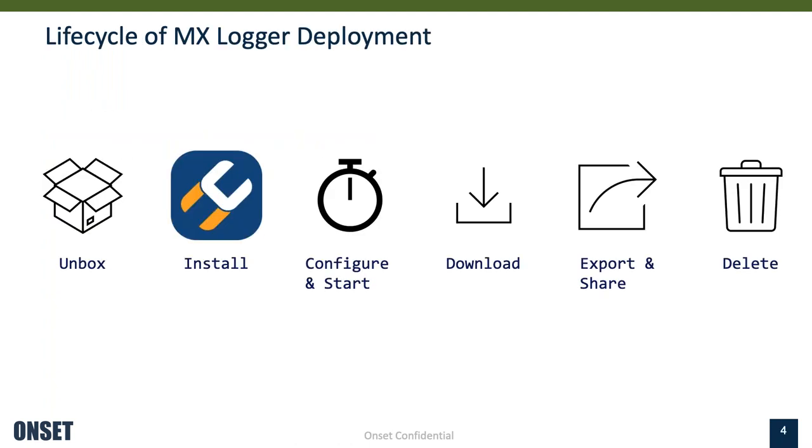So you can break the life cycle of an MX Bluetooth data logger into six steps: unboxing, installing HOBOconnect, configuring and starting, downloading and exporting, sharing your data, and then deleting your files once you no longer need them. We're going to walk through each of these six steps today and talk about some helpful tips and best practices.